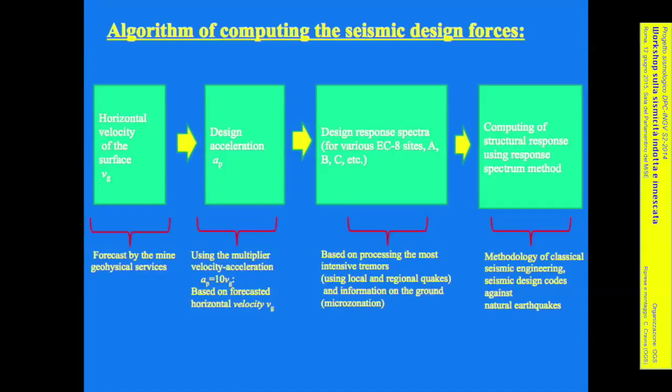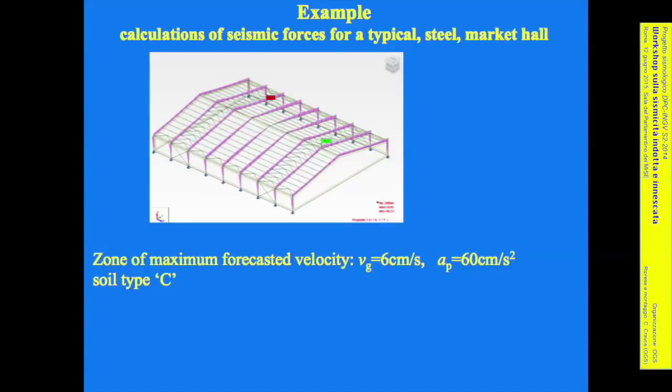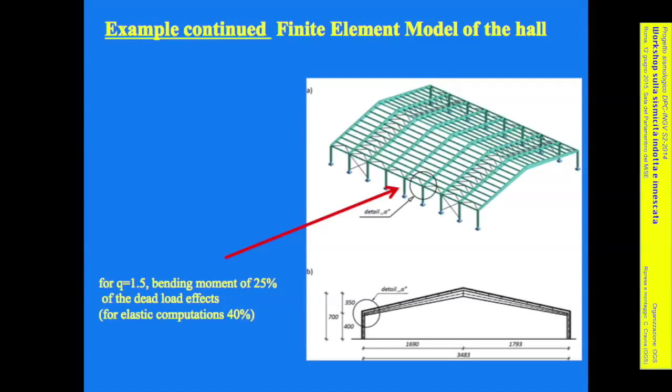So the final algorithm for the design is like this. Sorry for the Polish language here. There is a velocity, then the design acceleration, then the design response spectrum, then the calculation using software like SAP2000. And then there is an example, a hypermarket steel building we calculated for soil type C. You see the design acceleration is not very substantial, 60 centimeters per square second, soil type C. For the bending moment, the inelastic effects give 25% of the one which comes from the dead load, which is the most substantial. If we use the elastic approach, we obtain 40%. So in this case it's a stronger value, but it is comparable to the dead load.